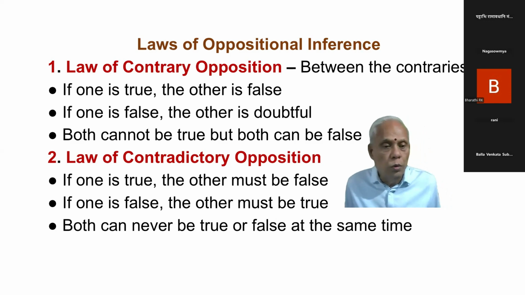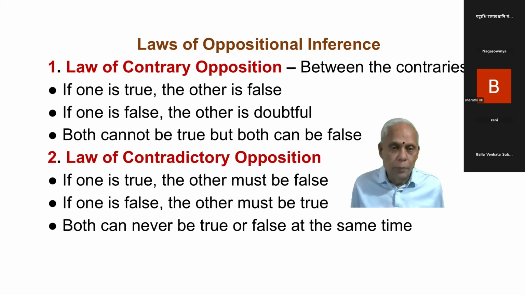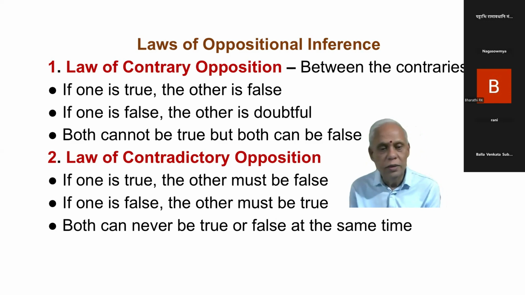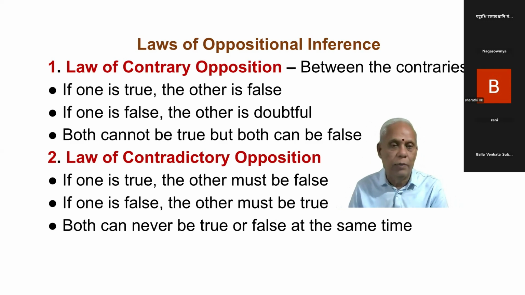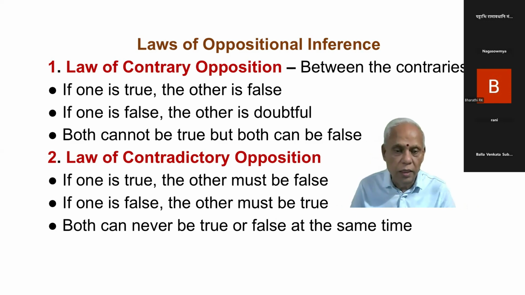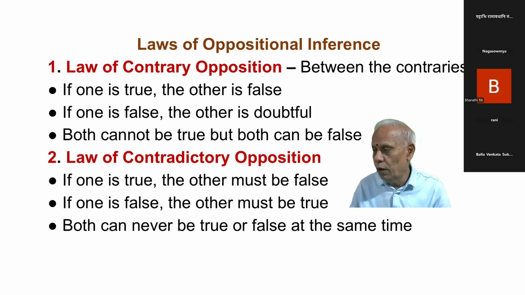So two rules are between contradictories, that means A and O, E and I. If one is true, the other must be false. If one is false, the other must be true. Then both can never be true or false at the same time. When I say all are good is right, some are not good is definitely wrong. Similarly, when I say all are good is false, some are not good is definitely not false. So both can never be true or false at the same time. Both means A and O or E and I. So these three are the rules relating to contradictories. I hope you followed these things.